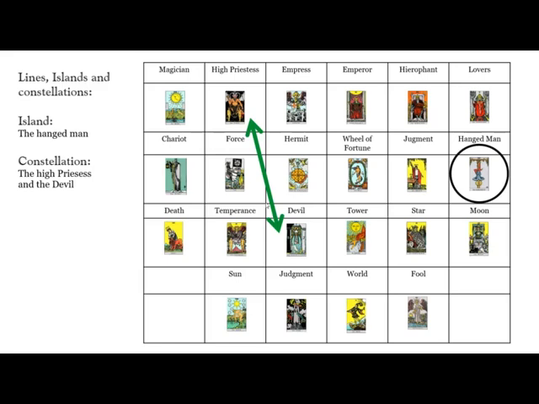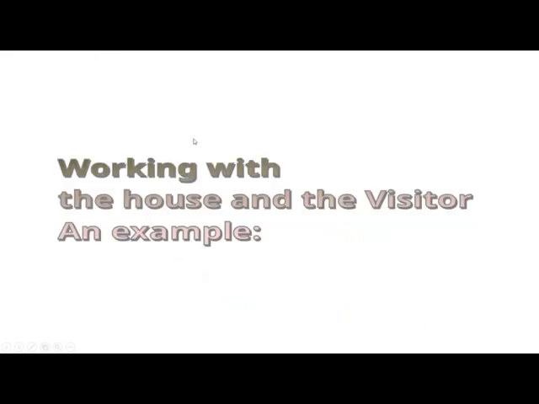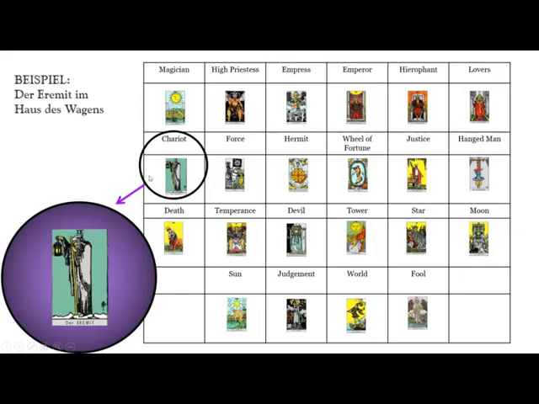This is an example of a reading. After that, we come to every single house. So actually, we have the house and the visitor. I'm talking about the house of the position, and the visitor, the card that is in that house. I'm just bringing up an example, the example of the Hermit in the Chariot.